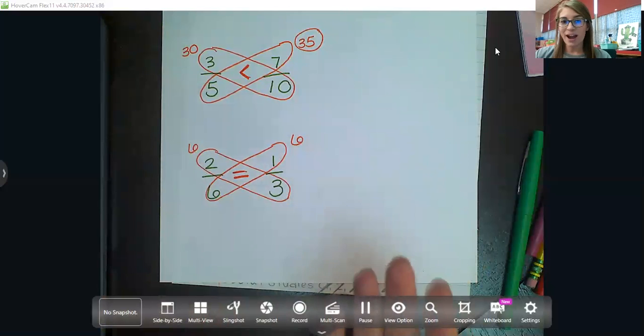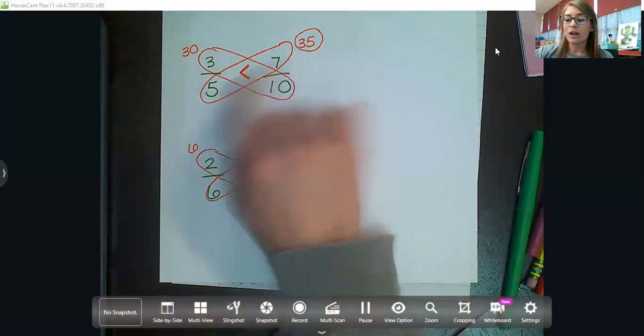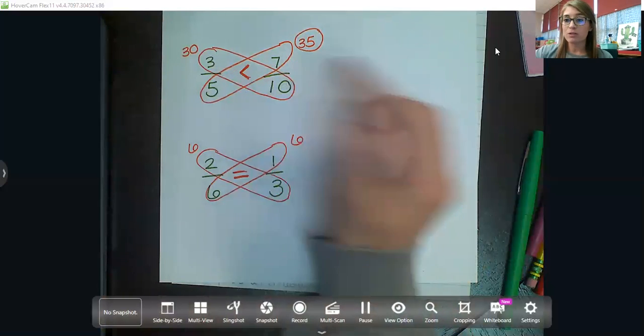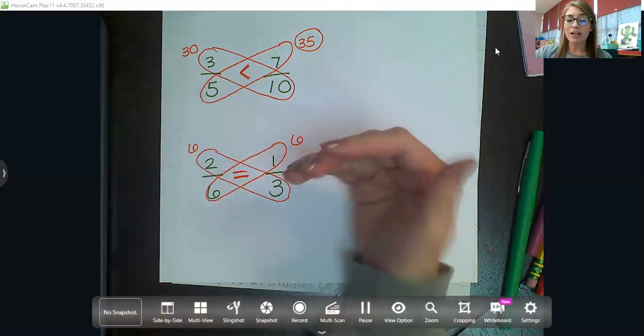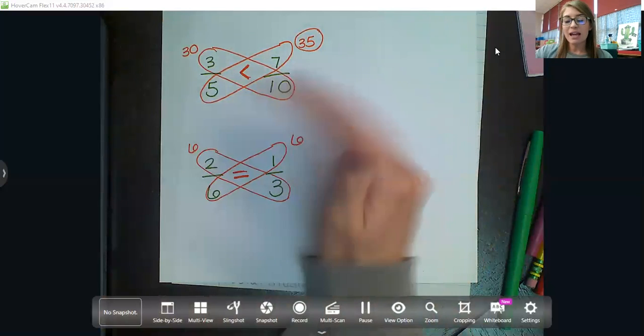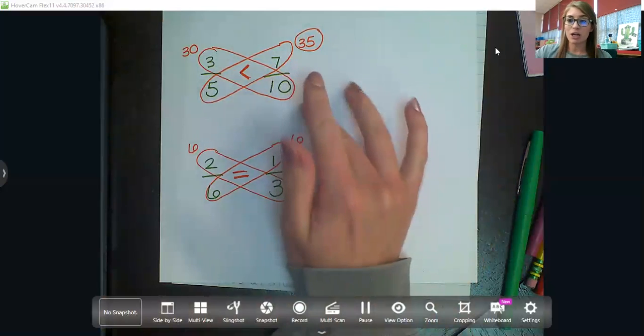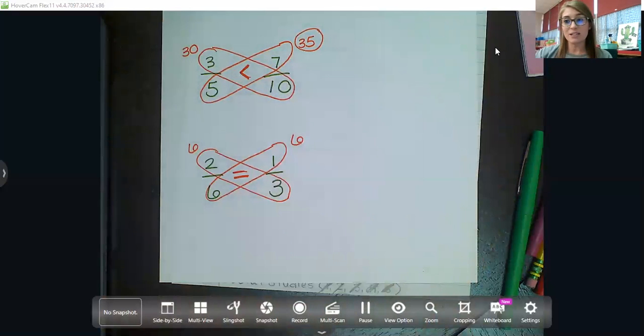All right, and that's it. That's how you compare fractions. You can use the butterfly method like we used to check and see if fractions are equivalent. You can do the same thing to compare fractions to each other. And we're going to work more with this tomorrow as well, just a little bit more in depth.